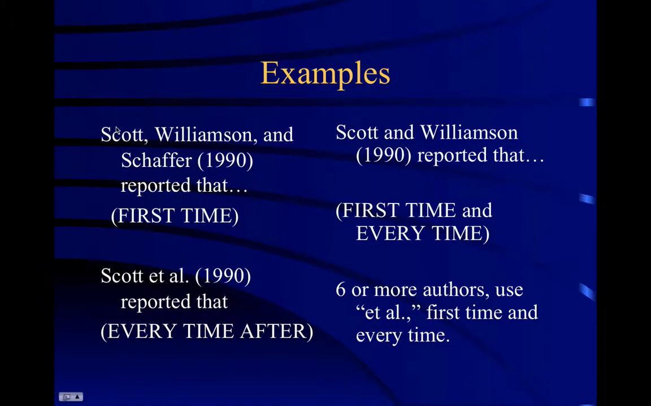So here's an example. Scott, Williamson, and Schaefer, 1990, reported that, and you're going to say that the first time, okay? And then every time after that, you would say Scott et al., 1990, reported that, whatever. Okay, if you have 2 authors, you're going to say Scott and Williamson, 1990, reported that, and you will use Scott and Williamson the first time and every time. So again, if there's 6 or more authors, though, you're going to use et al. the first time and every time. So it would be Scott et al. every time if there's 6 or more authors of that article.